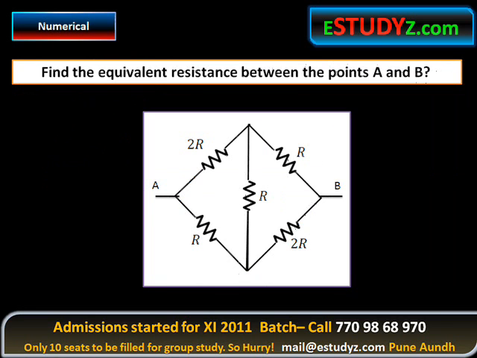Now let us solve a small easy numerical. This numerical says that you have to find the equivalent resistance between the points A and B. Now if you actually see, this looks like a Wheatstone bridge, but this is not a balanced bridge, because R divided by R would be 1 while R divided by 2R would be half. So this bridge is not balanced. So now we cannot apply that Wheatstone bridge principle. So we have to solve this by Kirchhoff's law.